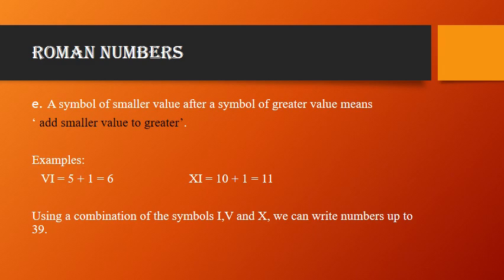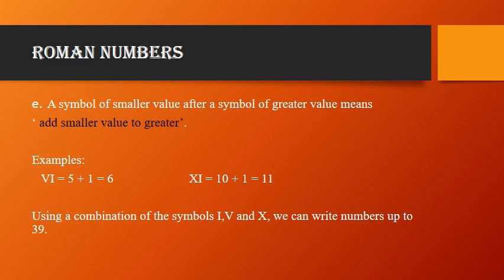Now children, the last one is a symbol of smaller value after a symbol of greater value means add smaller value to greater. Children, the earlier rule was what? A symbol of smaller value before a symbol of greater value. Then it was subtraction, just the opposite to that. A symbol of smaller value after a symbol of greater value means addition.